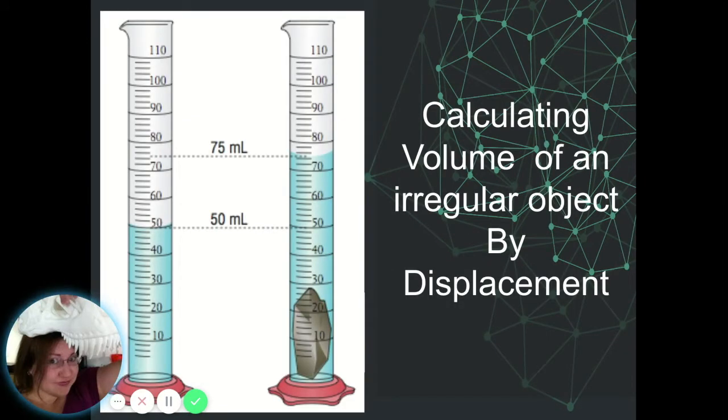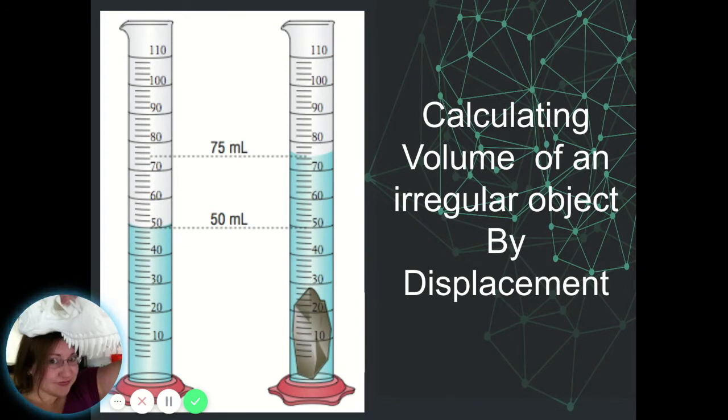Displacement is another method we're going to be using throughout the year, and we have used this in some of our labs. So when we look at determining the volume of an irregular object, we're using the method of displacement. And so what that is, you start off with an initial volume of water, so a known volume, which is 50 milliliters in this case. You place the object, like this crystal here, into the water, and it's going to displace.